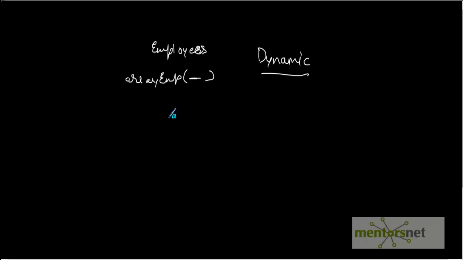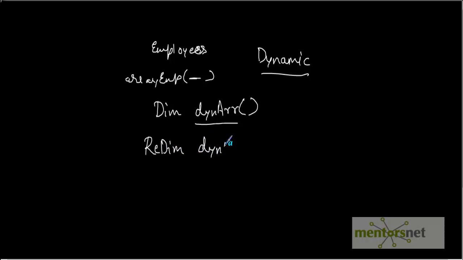How can it be used? You just define, let's say, dynamic array, my name is this, here, like this. Here it means this is an array type of variable, but size is not defined to it. Now to define the size, you have to use a redim statement. Redim statement like this. Redim means it resizes the array.